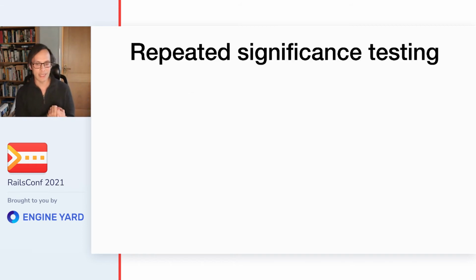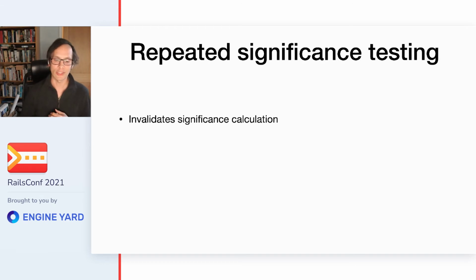Repeated significance testing. This is an anti-pattern. Something that's very tempting to do is to say, well, we know how to do significance calculations. So what we'll do is every day we'll look at the results of the test. And if the results are not significant, we keep running. And if the results are significant, then we stop the test. And the problem with this is that it invalidates your significance calculation.